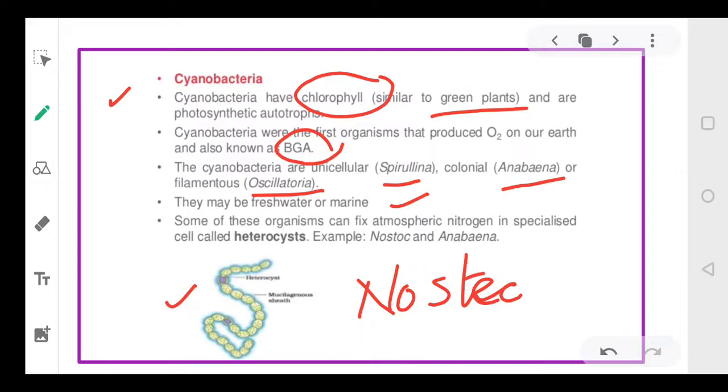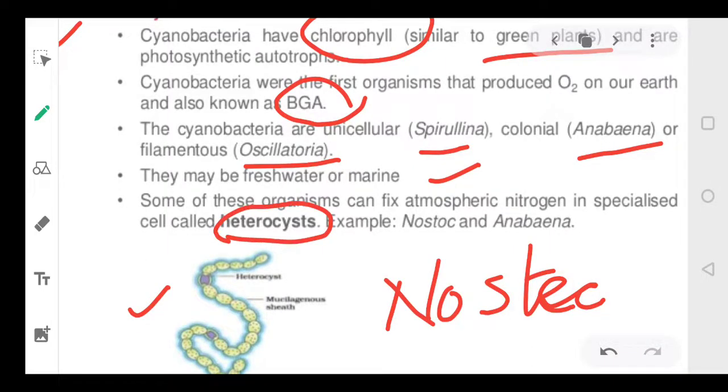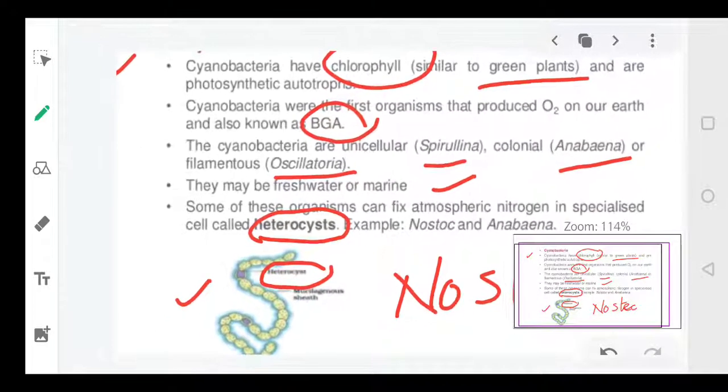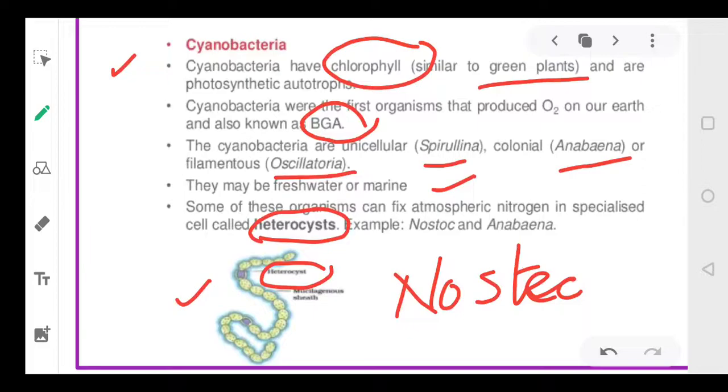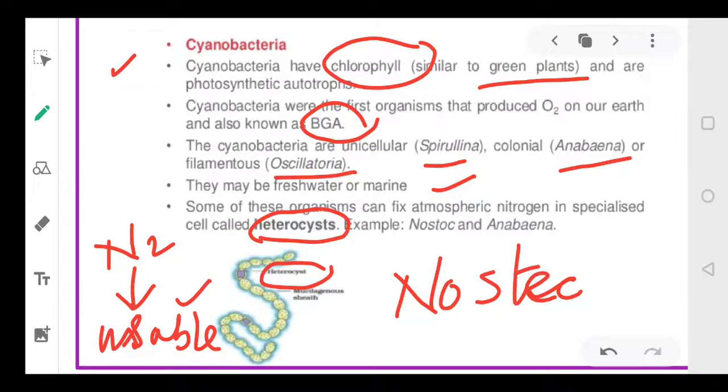Right. At some places, if you see, the heterocysts are present. Can you see the heterocyst? Heterocyst means that these organisms can fix atmospheric nitrogen. So that is why they have certain specialized cells, and those specialized cells are called heterocysts. Fixing atmospheric nitrogen means they will use the nitrogen present in the air and convert it into a usable form. Right, students? That is called fixation.